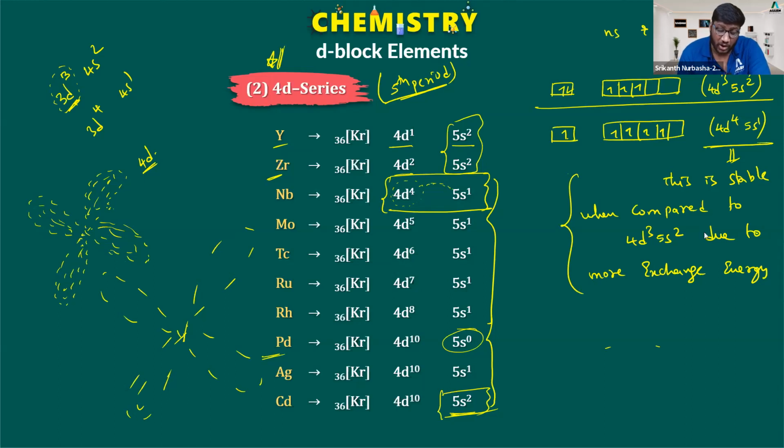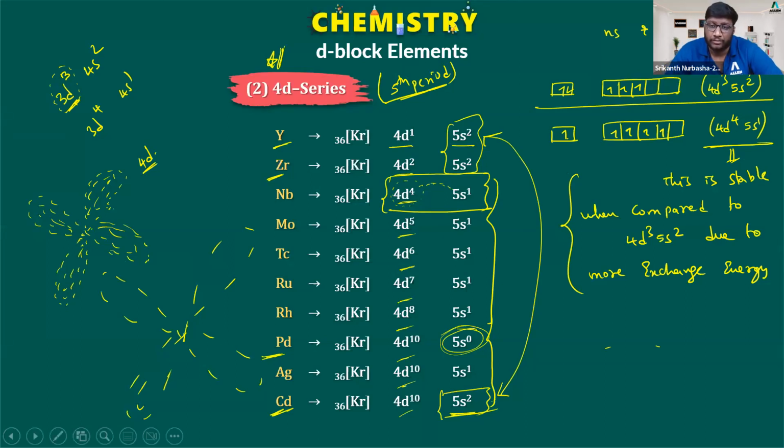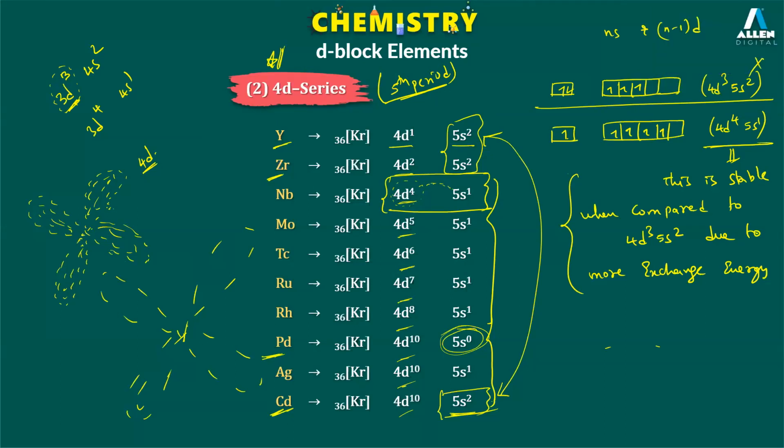To remember, the shortcut is: for yttrium, zirconium and cadmium, you have 5s2. For palladium, you have no electron in the 5s. For all the remaining elements, you have 5s1 only. So if 5s1 is the electronic configuration in the s subshell, automatically you can fill the number of electrons in 4d. Is that clear, students? Yes, sir. Very good.